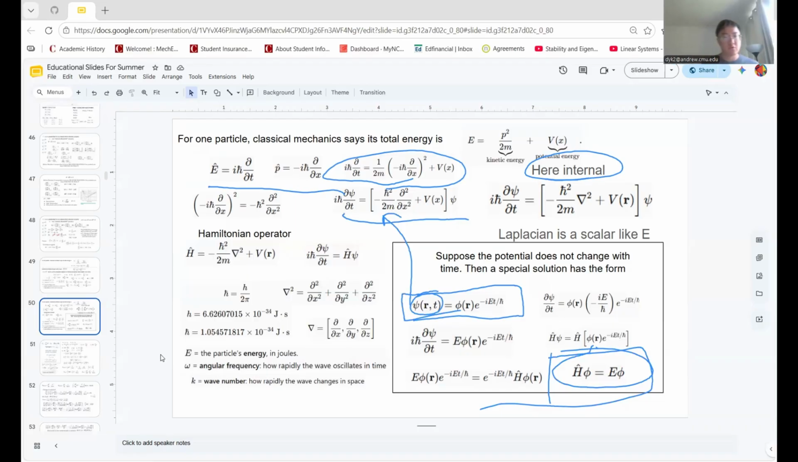They just multiply each other, which is quite useful. But this is a Hamiltonian operator. If you want to know more about that, go ahead. You can have fun with yourself.